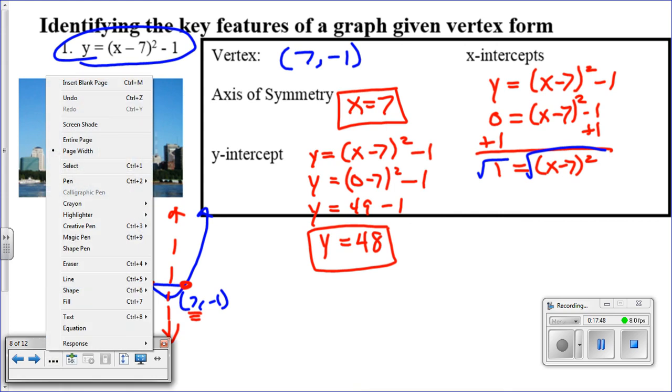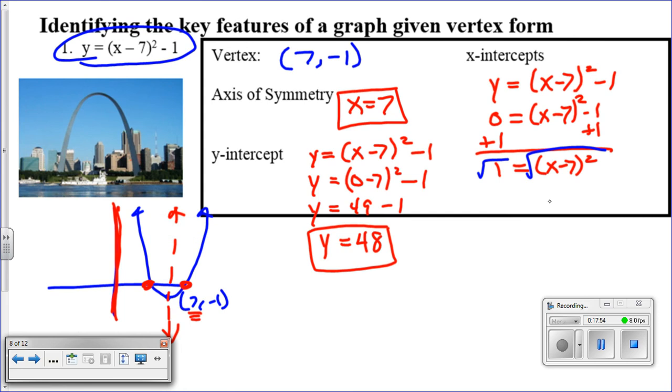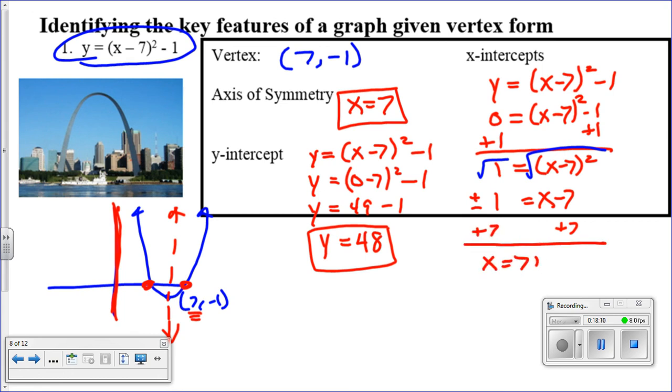And remember, the square root is finding one of two equal factors. So my equal factors here are x minus 7. On this side, I don't know, so I'm going to say plus or minus 1. Now, to solve for x, I just bring the 7 over. So x is equal to 7 plus or minus 1, which means I have two answers. 7 plus 1 means x could be 8. 7 minus 1 means that x could be 6. So it actually crosses at 8 and it crosses at 6.